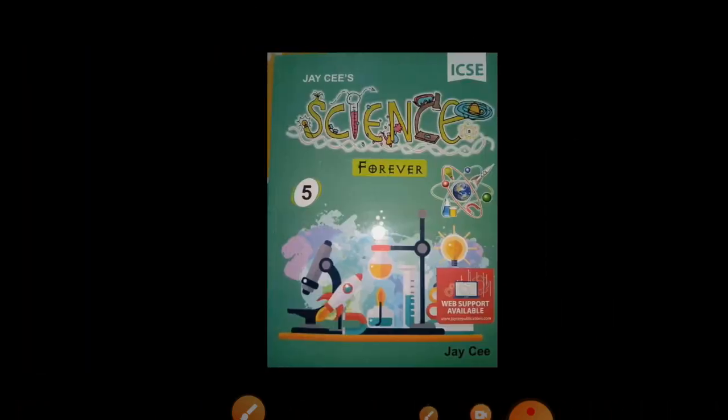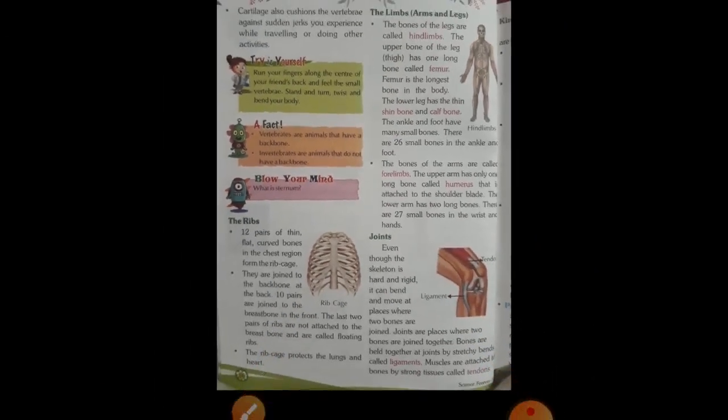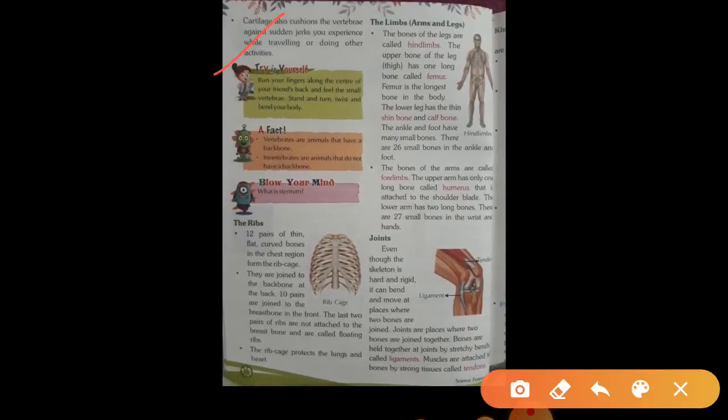Now take out your book and open page number 16. As you know, cartilage I have explained in my previous video. Now today I will explain the ribs. First of all, you just read the fact. Students, you all have to read the fact yourself. Vertebrates are animals that have a backbone. Invertebrates are animals that do not have a backbone. So animals that have a backbone are called vertebrates, and those animals that do not have a backbone are called invertebrates. Now come to the ribs.